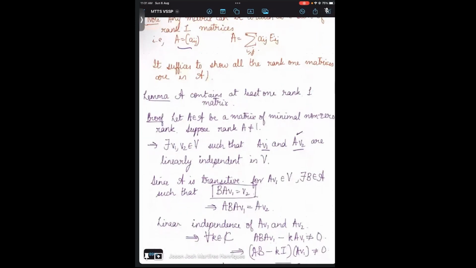Now, as I had promised earlier, we will always henceforth use transitivity in place of irreducibility. So we know that the algebra is transitive now. So in particular, for this vector AV1, I will be able to find a member of the subalgebra which carries it to V2. That's what I do here. The idea is I want to get some sort of relation for AV1 and AV2 in terms of the members of the algebra. So that gives me this. If I multiply both sides by A, I get AV1 is equal to AV2.